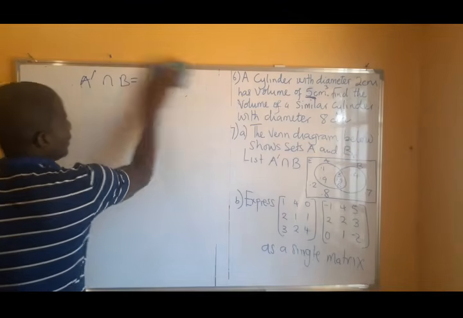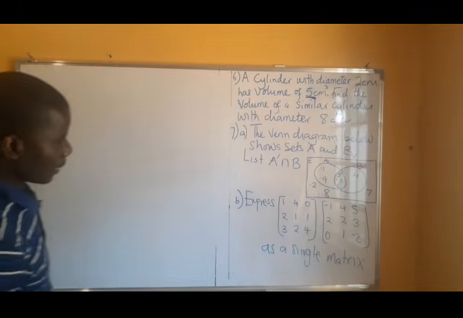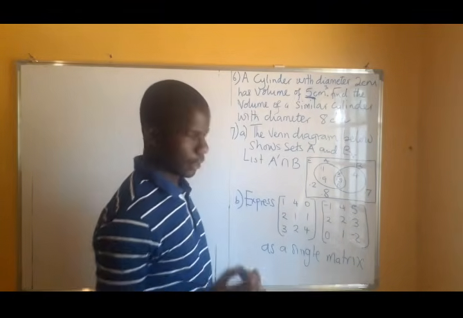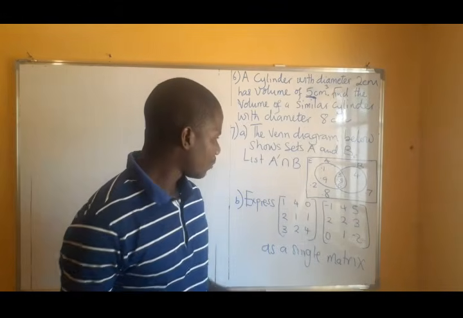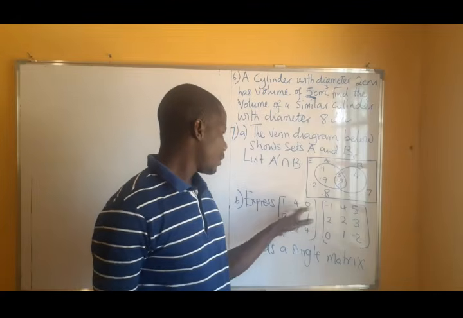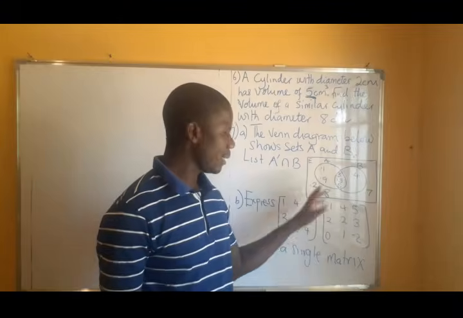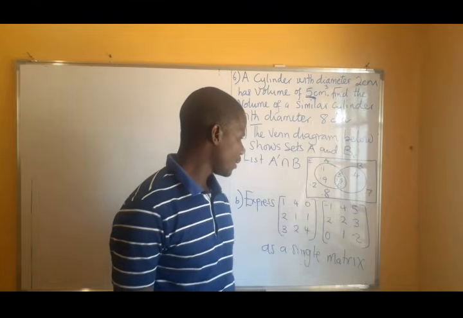It's easy that we can make mistakes because of multiplication. So we are expressing these 2 matrices as 1, which is a single matrix. So we need to multiply this matrix by the second one. And how do we multiply matrices? It's row by column. So we need to multiply this row by this column.